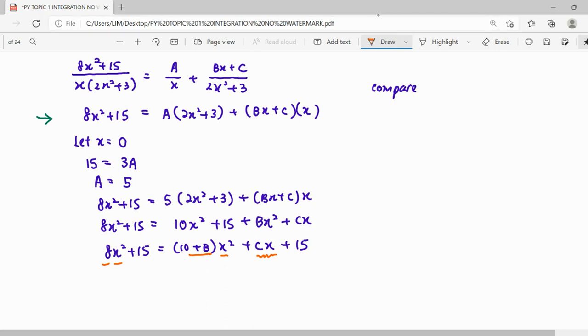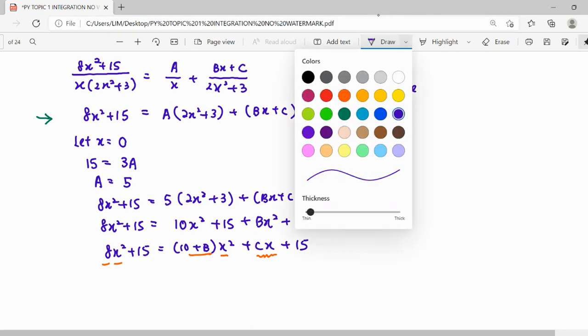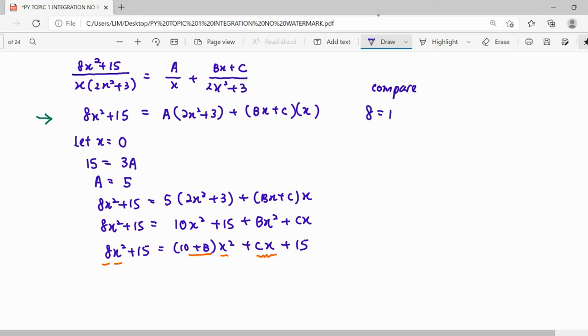So from the comparison method, our result is 8 equals 10 plus b, this coefficient from x squared. C will equal 0. So from here b is negative 2. This is how we use our last method and comparison method together. Just now I didn't let x be a value here because I didn't have any roots from our factor anymore, because we have x squared. When we have x squared, choosing random values will be more difficult. So that's why we choose the comparison method to find out all the unknowns A, B, C.